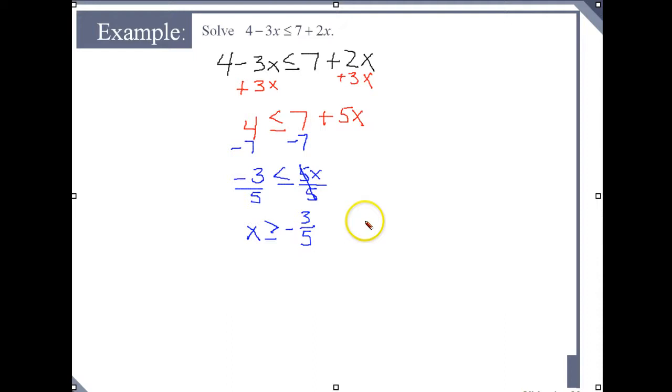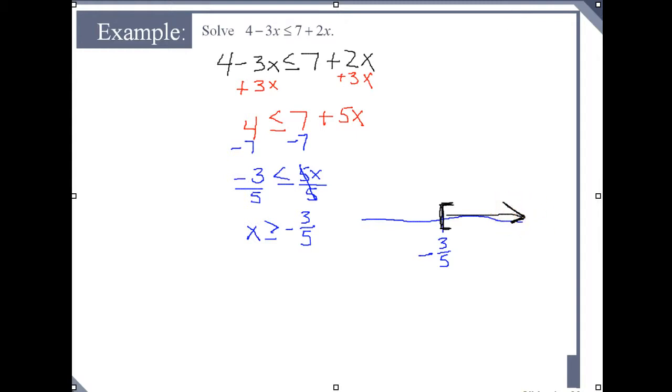Now, sometimes they would like you to graph this as well. So on a number line, you see where a negative 3/5 is. And in our system that we're using in this textbook, we're going to put a what there? x is greater than this? And the answer is we're going to put a bracket because this number is included in the set and it goes off towards infinity in that direction.